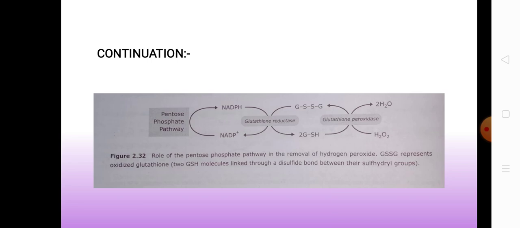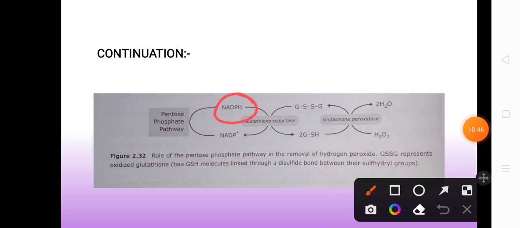And what is the role of NADPH here? You can understand, right? So that is the ending of our topic of the pentose phosphate pathway.